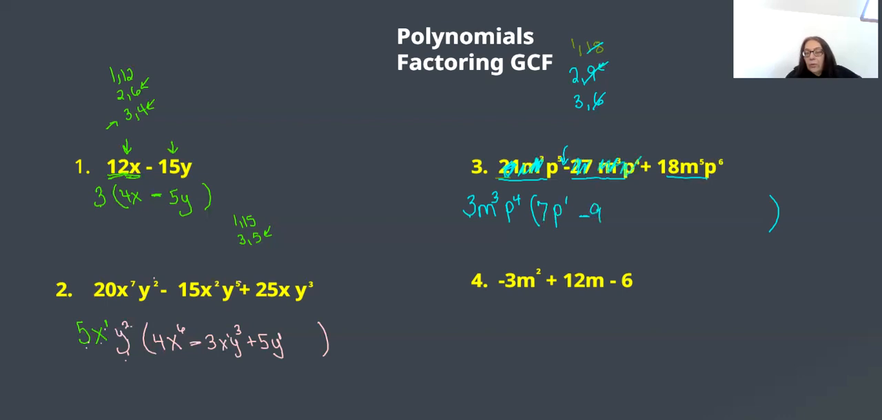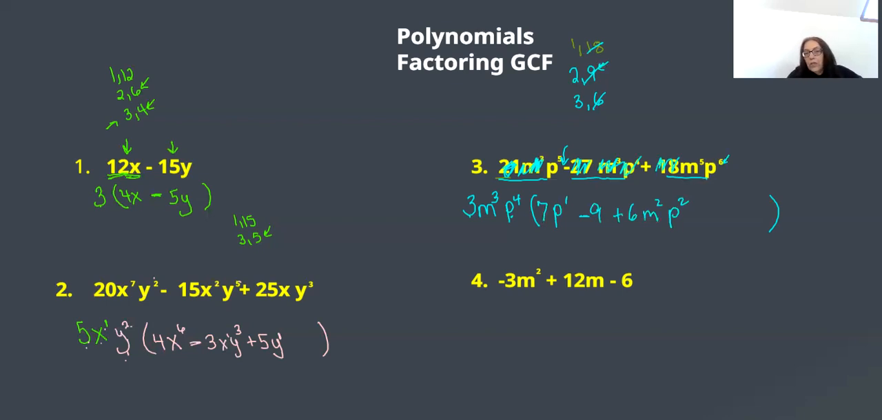Plus 3 times 6 is 18. I've got m cubed here, but I need m to the 5th, so I need 2 more. I got p to the 4 here, but I need p to the 6, so I need 2 more. And that's it. We're done.